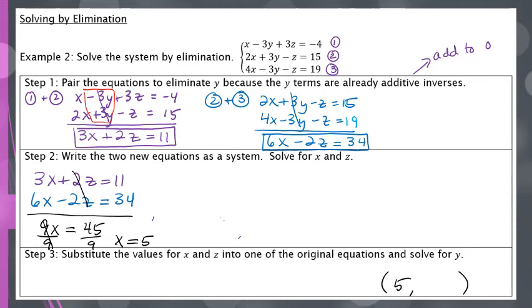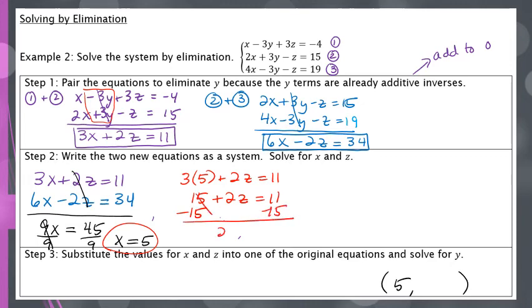Now I'm going to take that 5 and I'm going to plug it back into either my purple or blue equation to find z. I'm going to choose to do the purple one just because it has no negatives. So it's 3x, which I know is 5, plus 2z equals 11. So 15 plus 2z equals 11. Subtract 15 from both sides. And I have 2z equals negative 4. And then finally divide by 2 on both sides, so I get that z is negative 2. So now I have my second answer, which is negative 2.